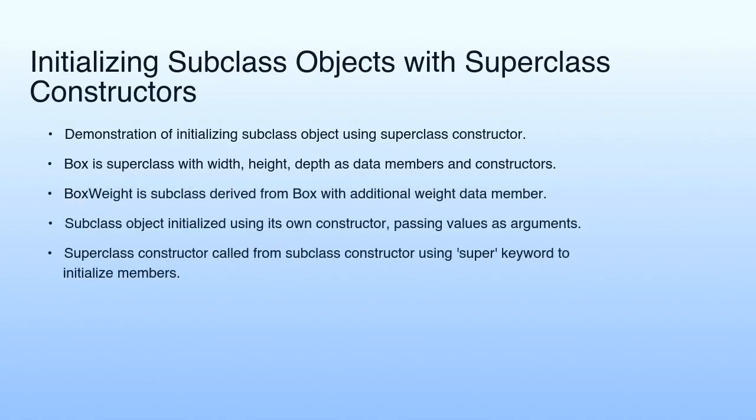Box is the superclass with width, height, and depth as data members and constructors. BoxWeight is the subclass derived from Box with an additional weight data member. The subclass object is initialized using its own constructor, passing values as arguments, while the superclass constructor is called from the subclass constructor using the super keyword to initialize its members.